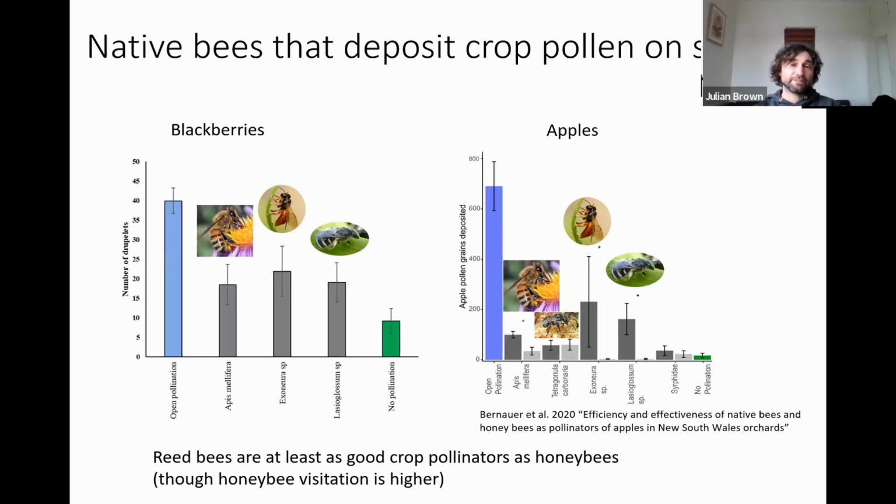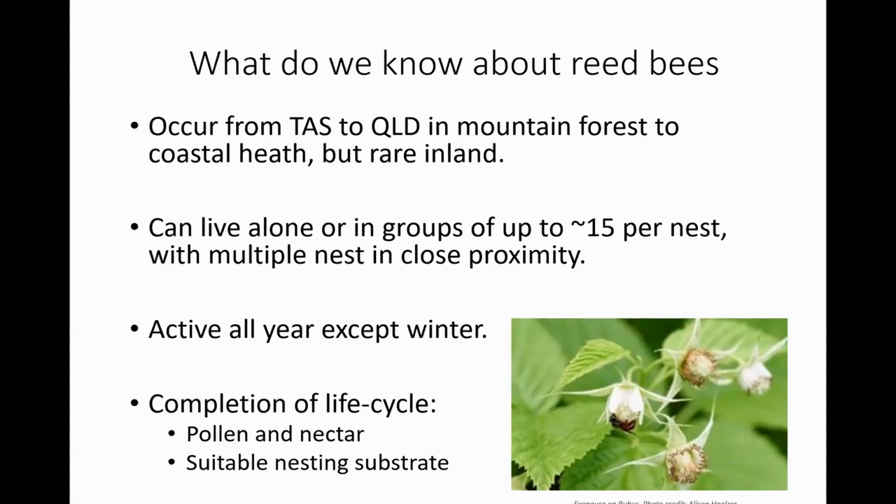But remember that honeybees are doing the vast majority of the visits, particularly down in the south. So they're providing most of that pollination service. So what do we know about reed bees in terms of their ecology and natural history? They occur from Tasmania up to Queensland on the east coast, and then a bit in the southwest. And you find them in mountain forests down to coastal heaths, but not so much in the dry inland areas.